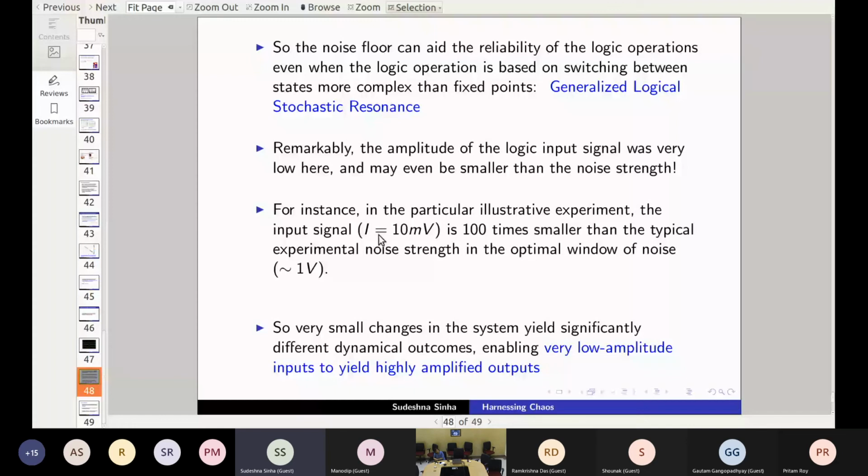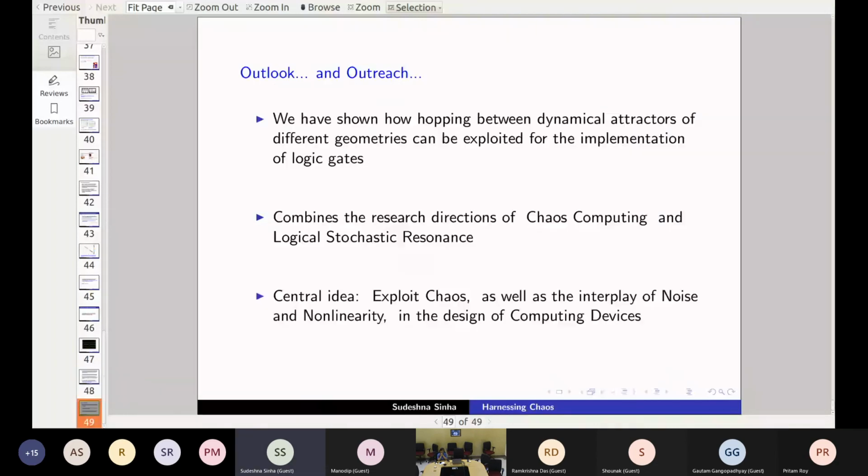So basically, this was very, very strange. It was working in experiments, and I haven't actually understood why. I'm admitting that I don't quite know why it works as well as it is working, but I think it is very promising. We can get very low amplitude inputs to give highly amplified outputs. So this is my last slide. I'll leave you with this before I take questions. This is the broad outlook and outreach of the ideas.